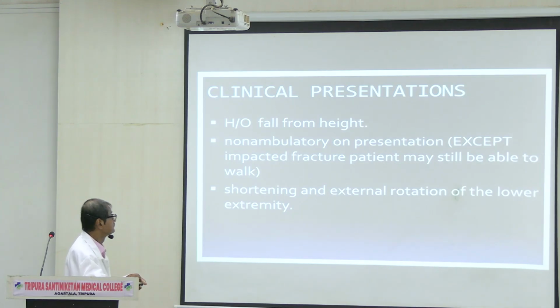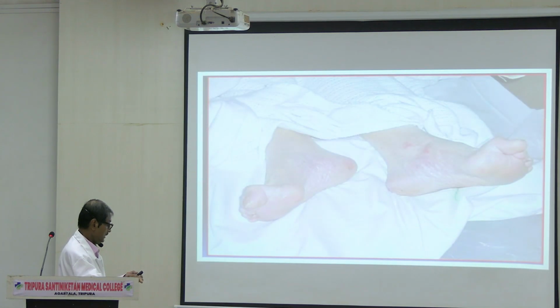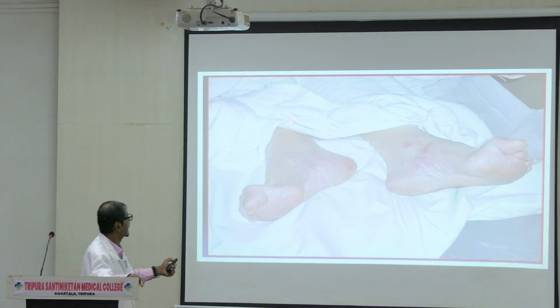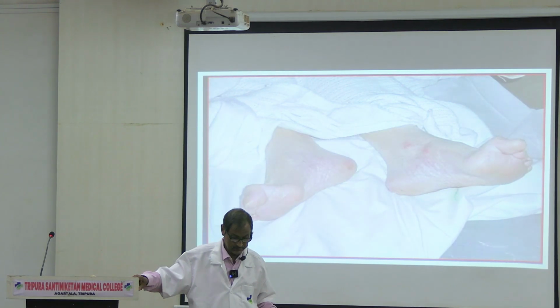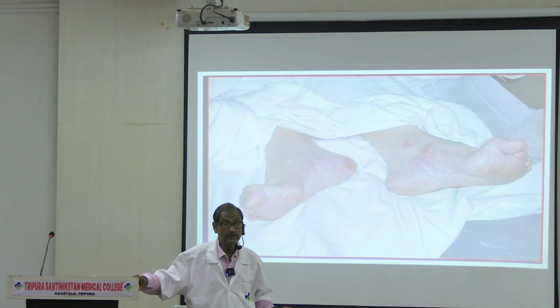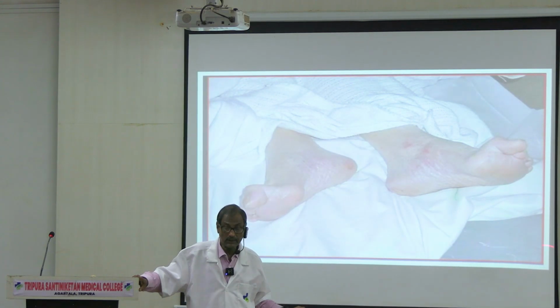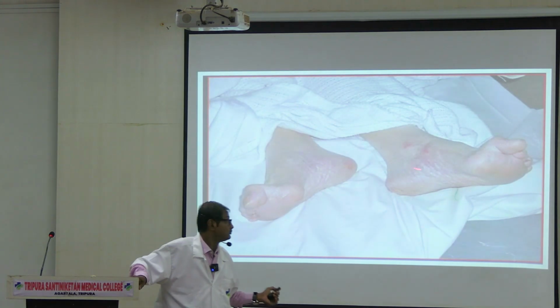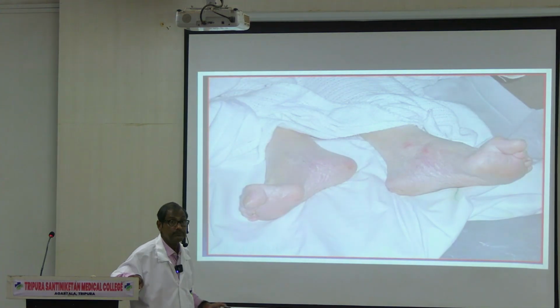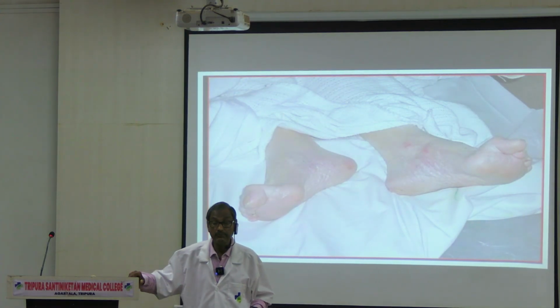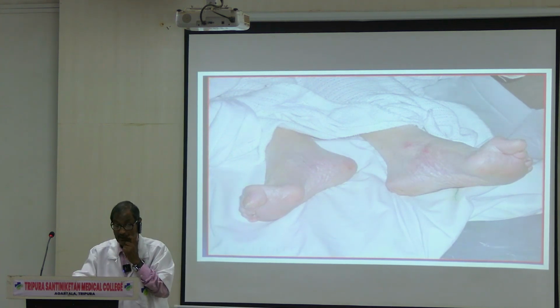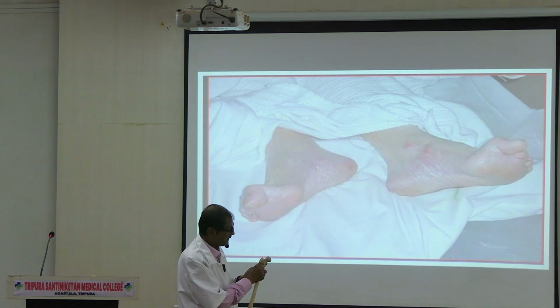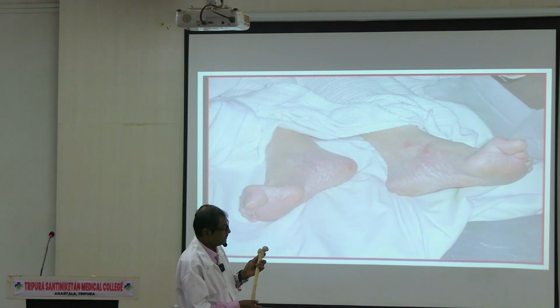So next. You see, this is the condition of this leg, it is like this. This is rotation like this. Why? The short rotators are rotating the leg like this. So full external rotation will occur if the fracture is extracapsular. Extracapsular means the fracture is here, outside the line where the capsule is attached. If the fracture is here, the rotation will be less. External rotation will be there, but it will be less.